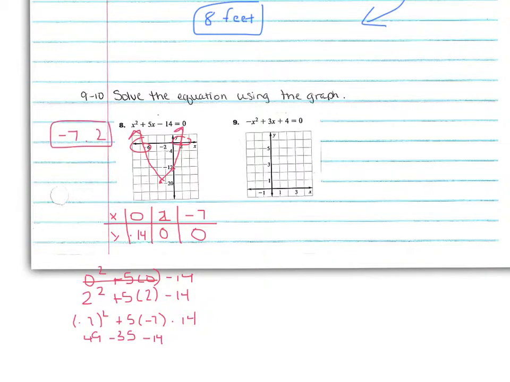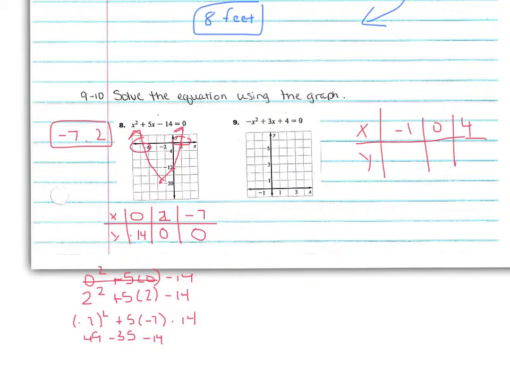And then for number 9, we'll do approximately the same thing. Set up an XY table. Again, I'm going to pick the answers that are about right. We're going to use -1. We'll go ahead and plug in a 0. And 4.